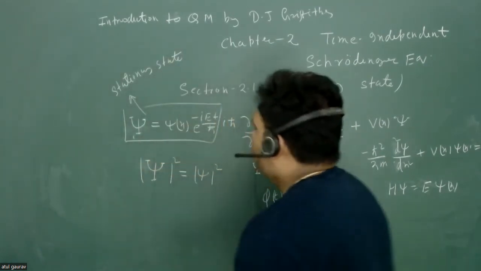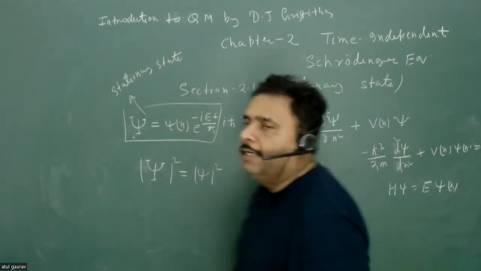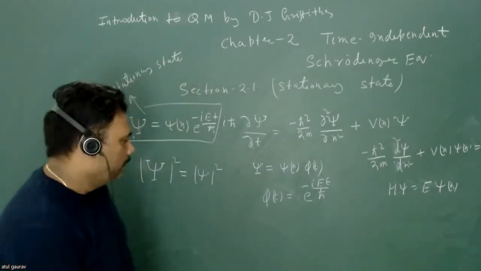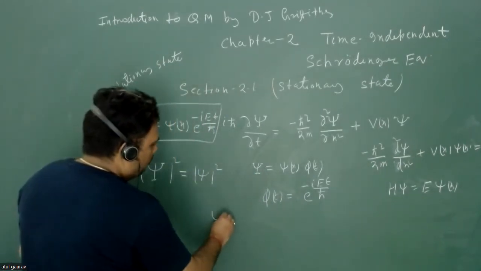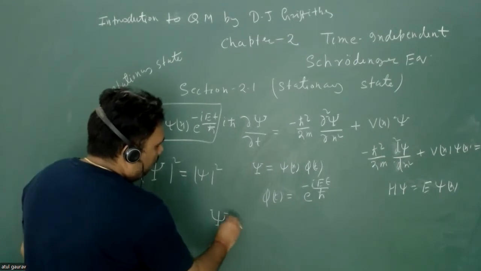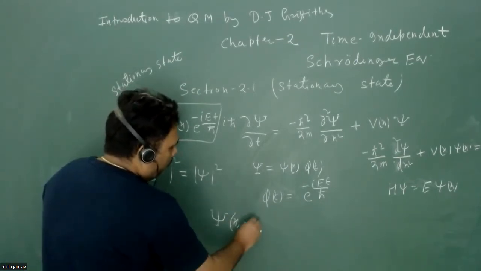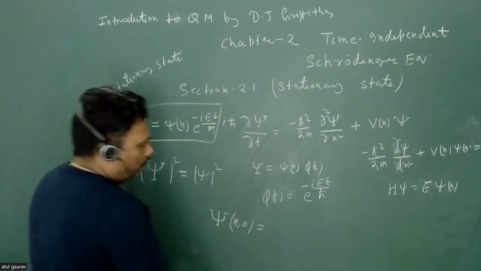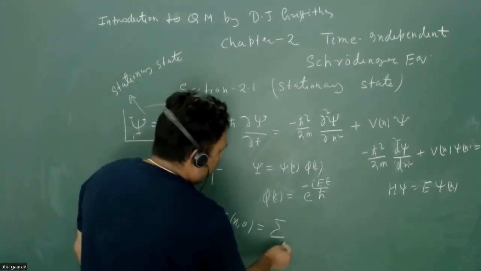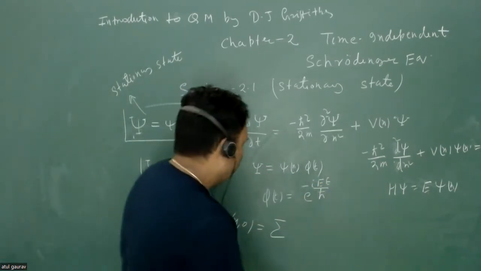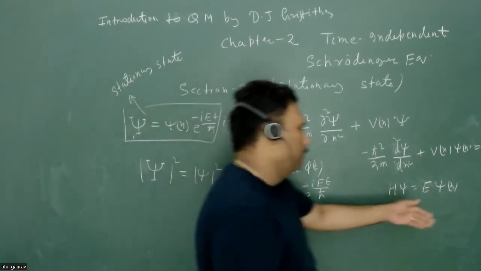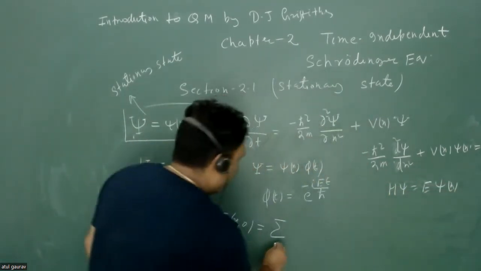So here, suppose we have any particular wave function Psi, and we have this wave function at time t equal to 0, and we can write it in a basis of eigenfunctions of the Hamiltonian. This eigenfunction set can be discrete, so we can use the discrete sum.